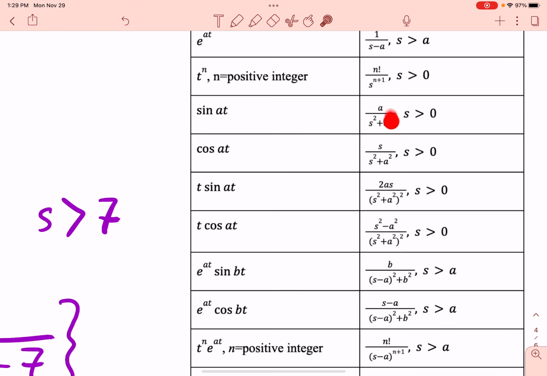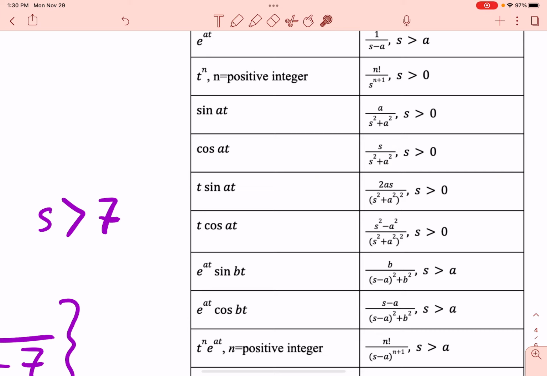The one we were looking at before no longer works for us because on the top we now have an s, and that one has a constant on the top. But if we look down just one row, s over s squared plus a squared is cosine of at. Now, the bottom is s squared plus a squared, and that says that a, once again, is 5 here, because the number on the bottom is 25.